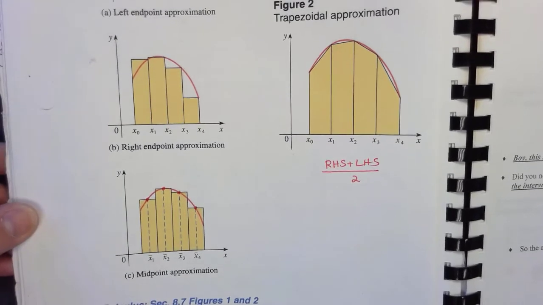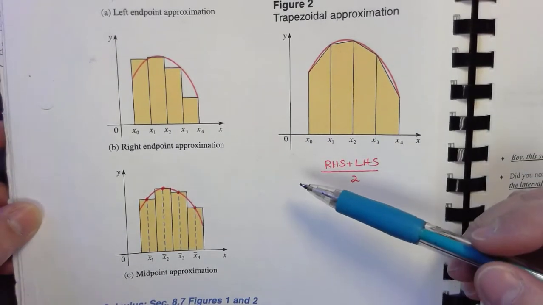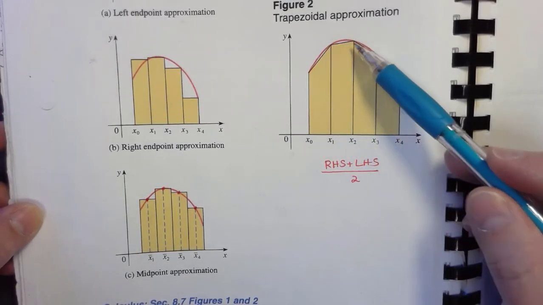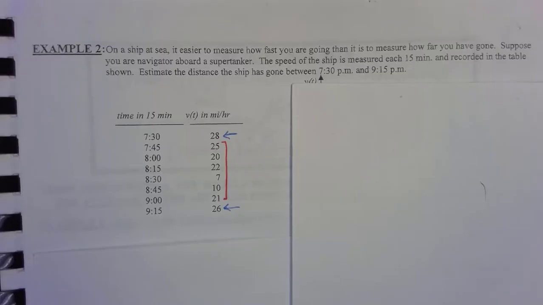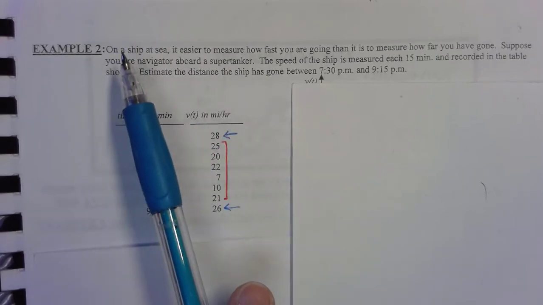When would we want to use something like the trapezoid rule? Well, gosh, that seems just to give us overall a much better approximation. When would we want to use something like a trapezoidal approximation? Let us imagine a ship at sea.